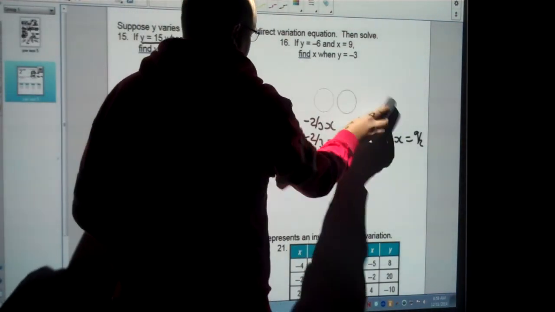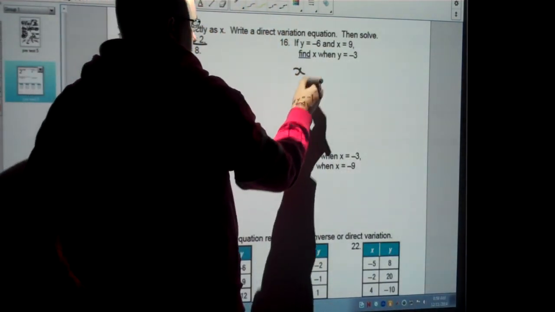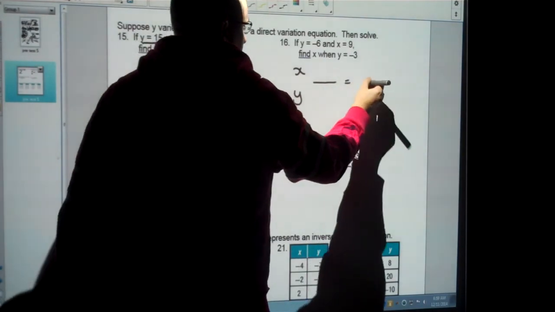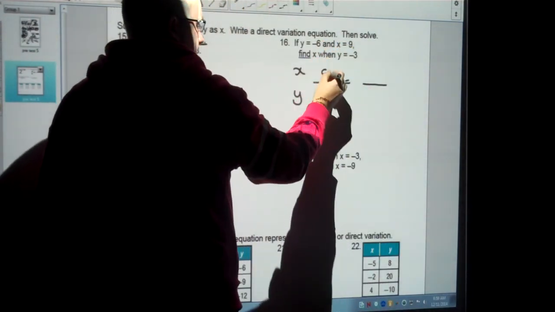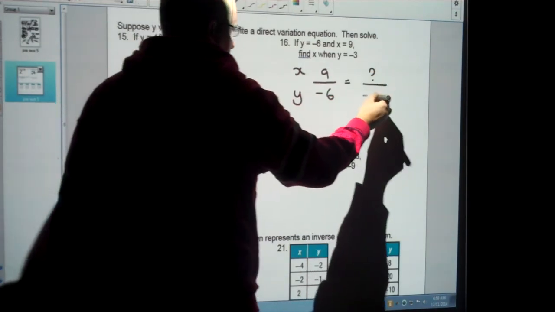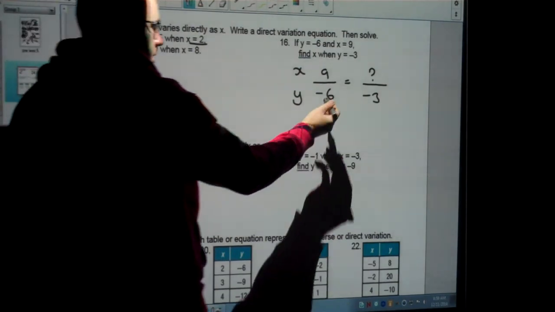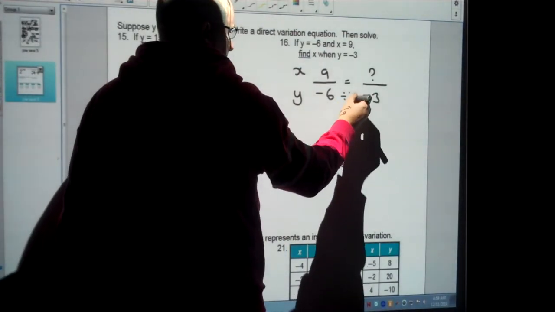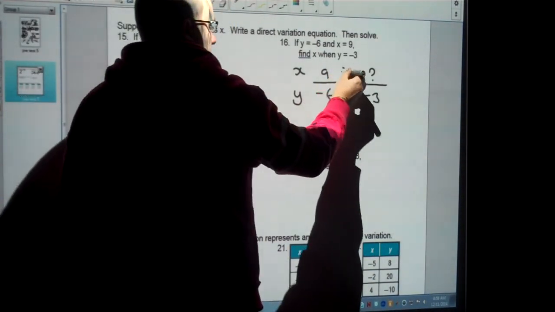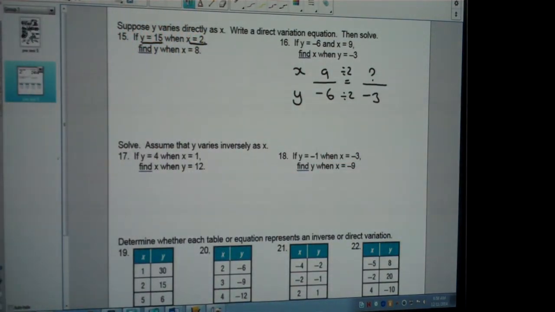Once again, if it just asked us to find the value of x for this question, I could set up a proportion again. So x was 9, y was negative 6. This x I don't know, but I know this y is negative 3. And we've got a couple of options. If you can see the pattern here, can you see this is divide by 2? Therefore it must be the same on the top number as well. And luckily for us, 9 divided by 2 is 4.5, and that was the answer we got using the other method as well.